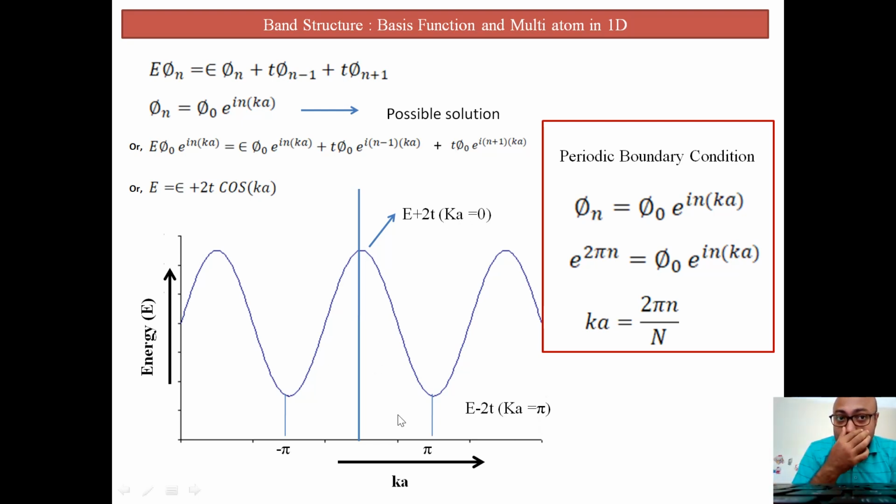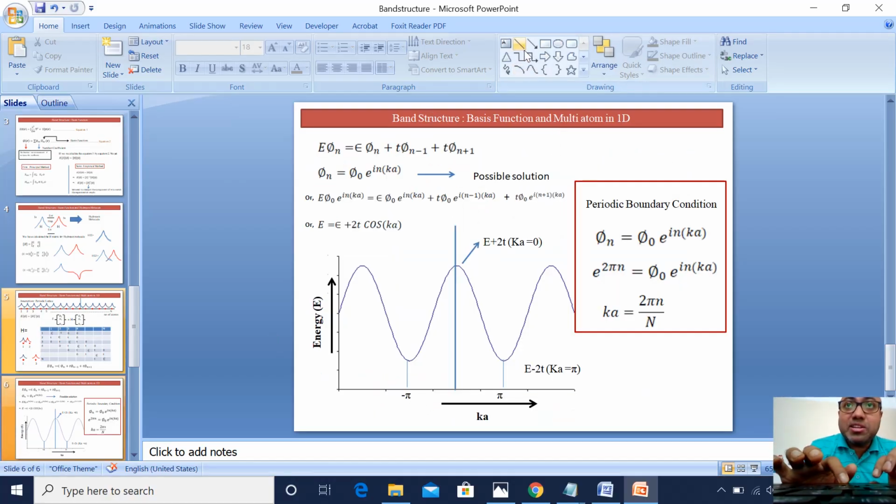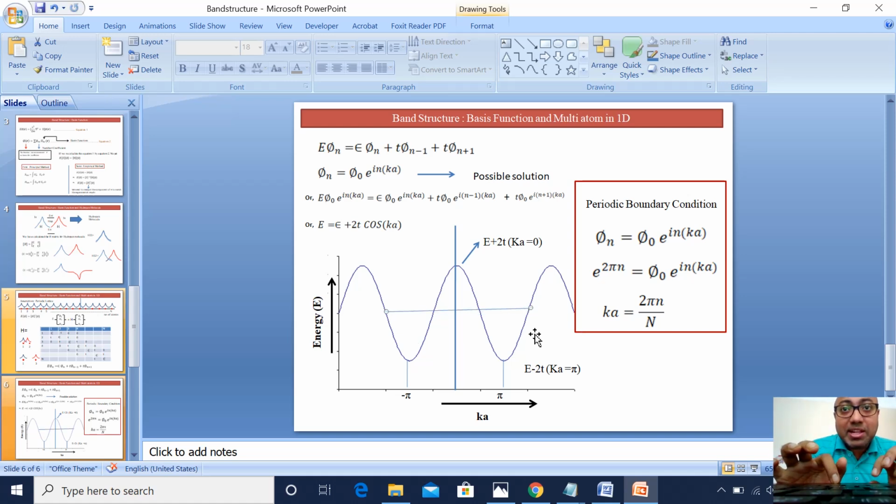That means, what is the distance from here to here? It is 2 pi. From here to here is pi plus pi, so the total distance from minus pi to plus pi is 2 pi. It is quite significant. And what does it mean? If you are here, suppose you are here, and you travel exactly the 2 pi distance, you will get the same function.